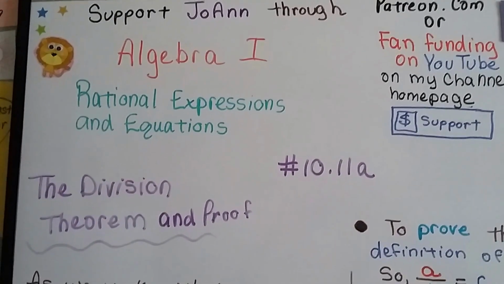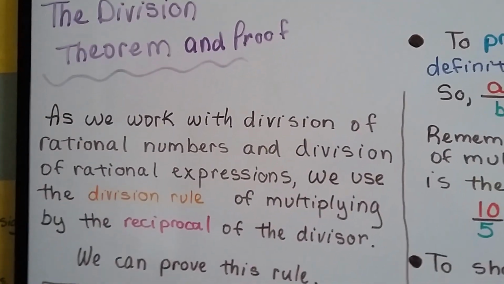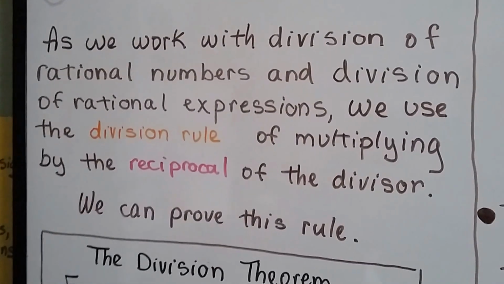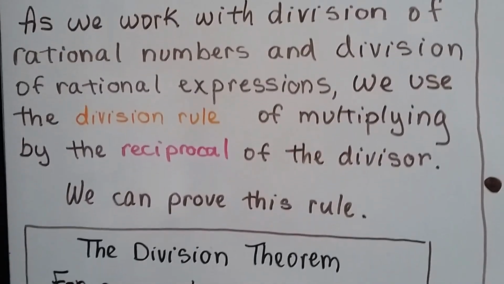Algebra I 10.11a, the division theorem, and proof. As we work with division of rational numbers and division of rational expressions, we use the division rule of multiplying by the reciprocal of the divisor, and we can prove this rule.